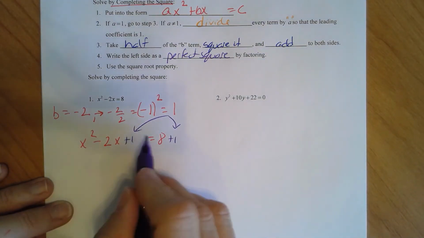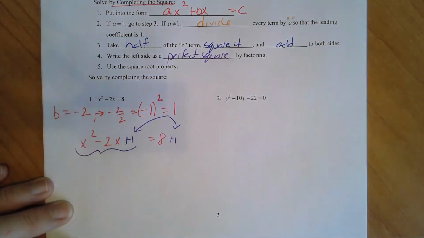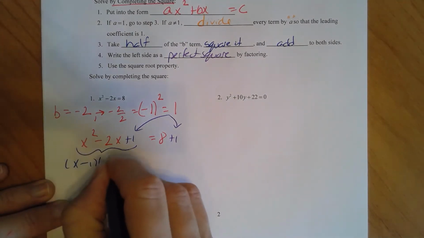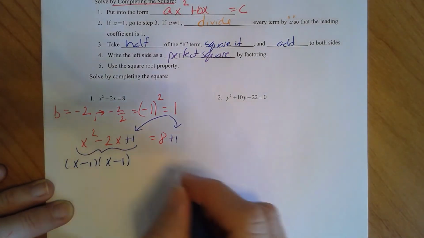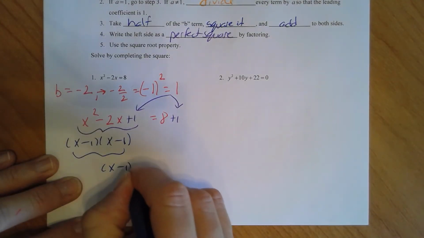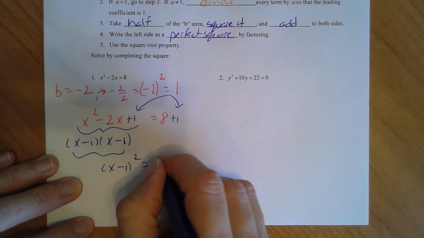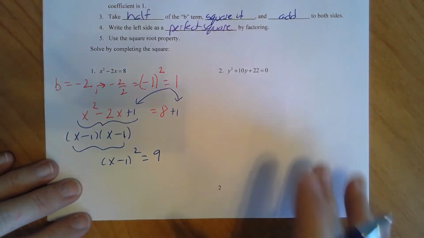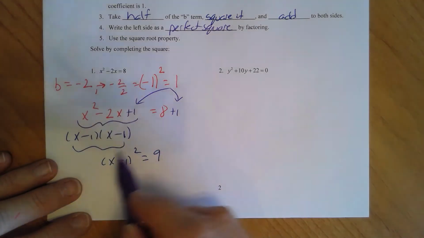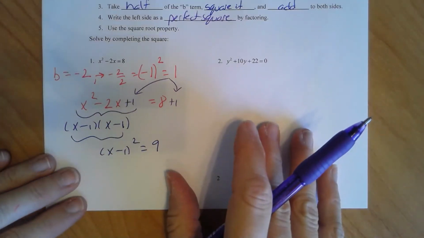So why do we do those crazy steps? Because at this point, you should be able to factor that nicely. And that factors into x minus 1 and x minus 1, because that was a perfect square. So we end up with x minus 1 quantity squared, and 8 plus 1 is 9. So we're back to the square root property. We've changed something that was not in the square root property into it by completing the square.